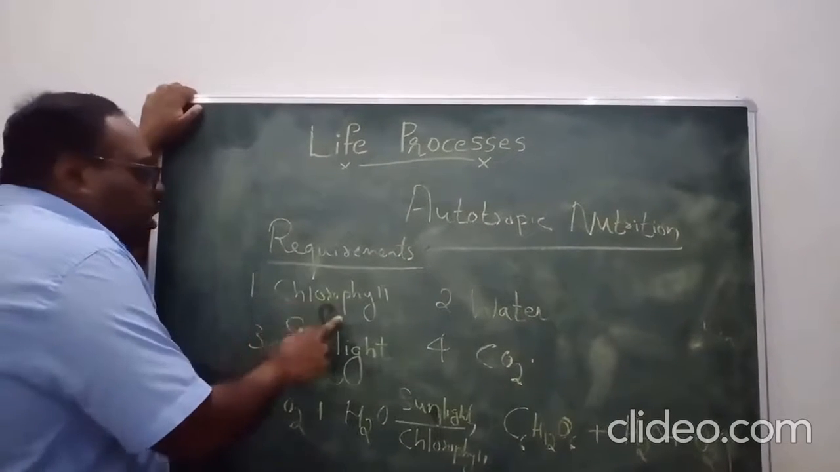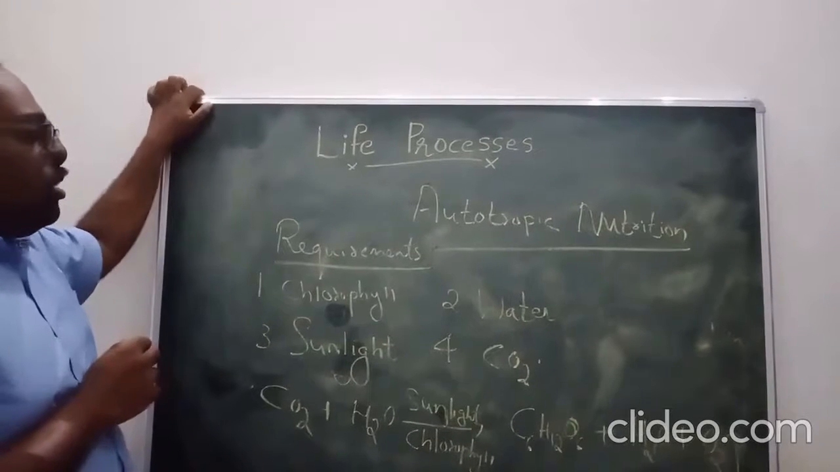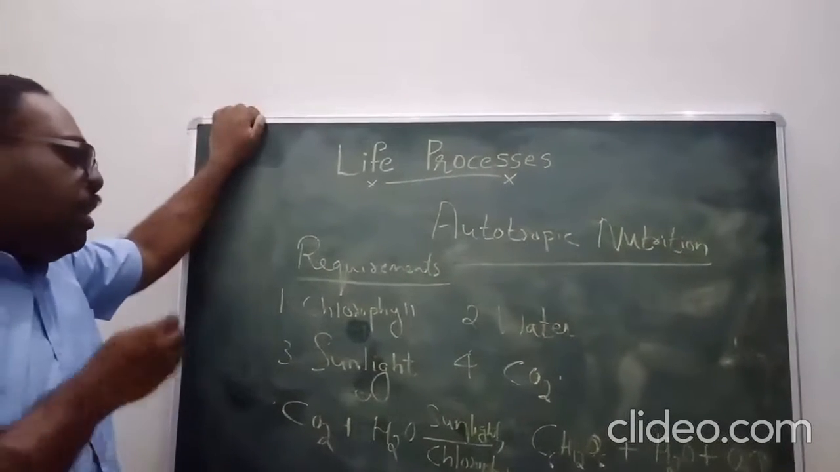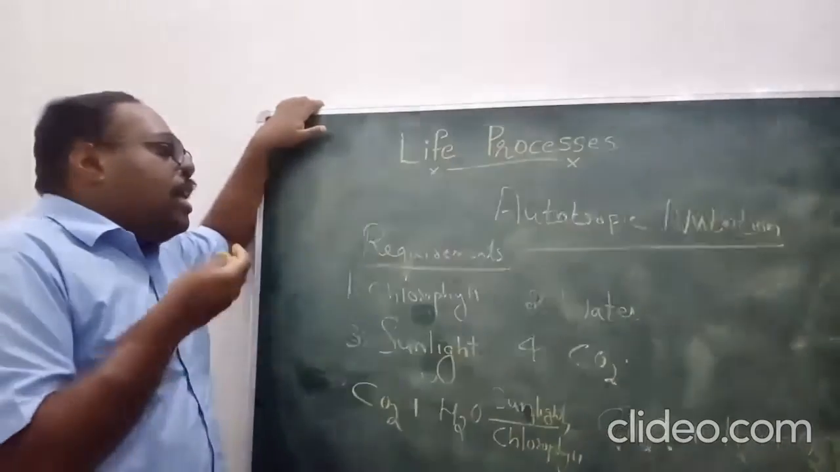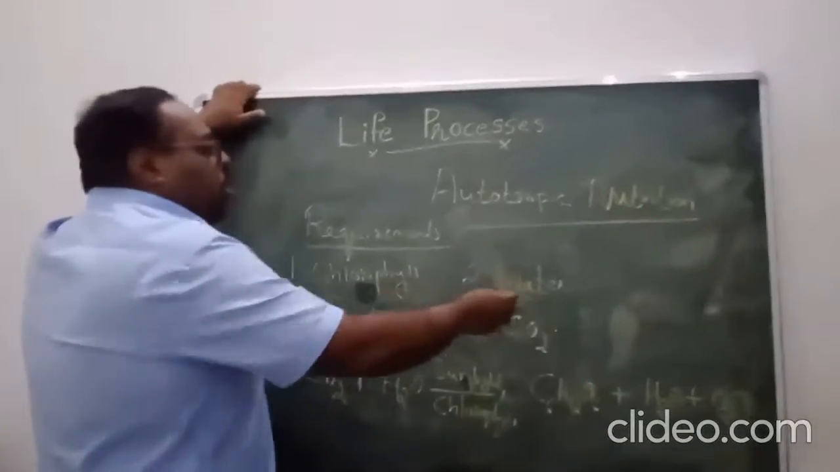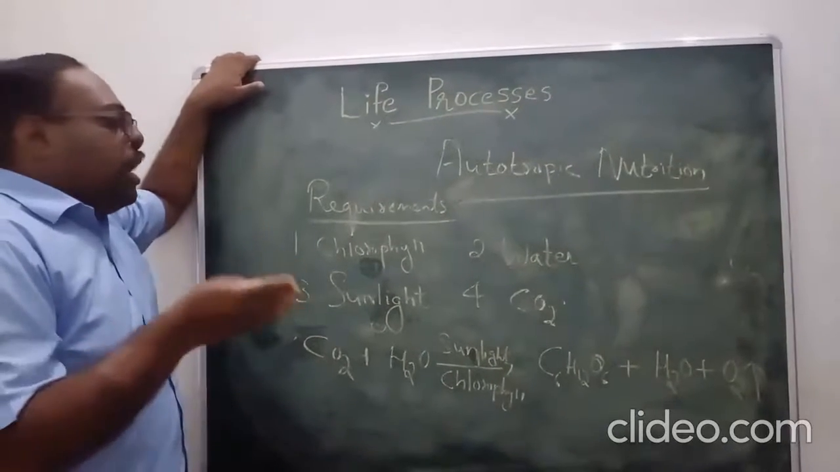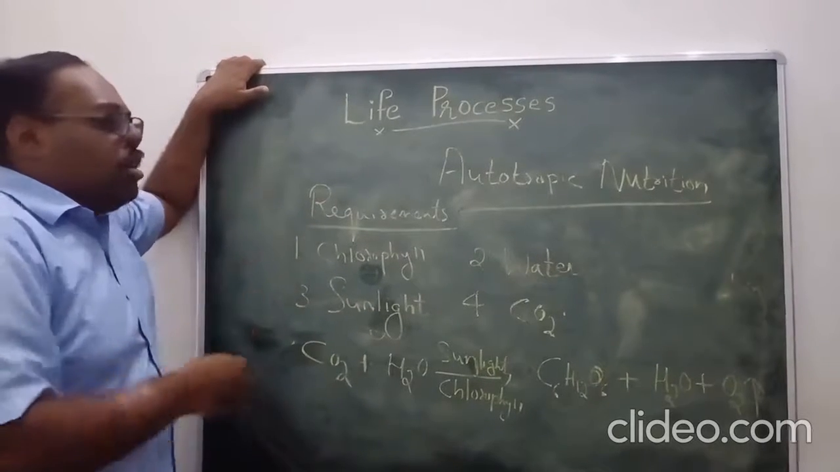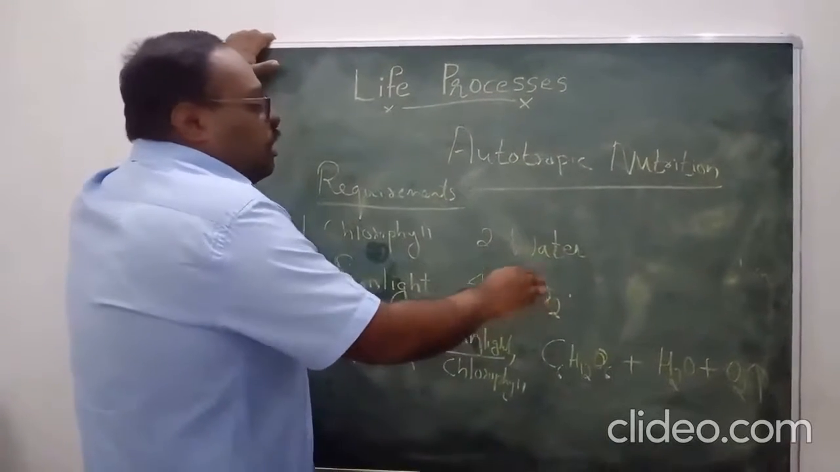For example, if you take a leaf, most of the chlorophyll is present on the top part of the leaf. That is why leaves are green in color. Number two, water is absorbed through the roots and reaches the leaf. Sunlight is available outside, and carbon dioxide is also present in the atmosphere.